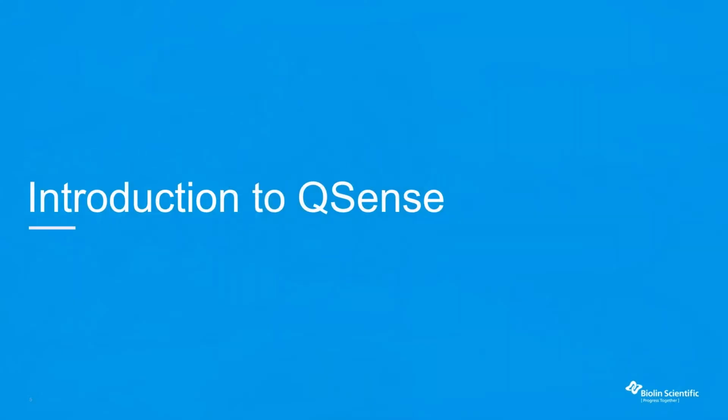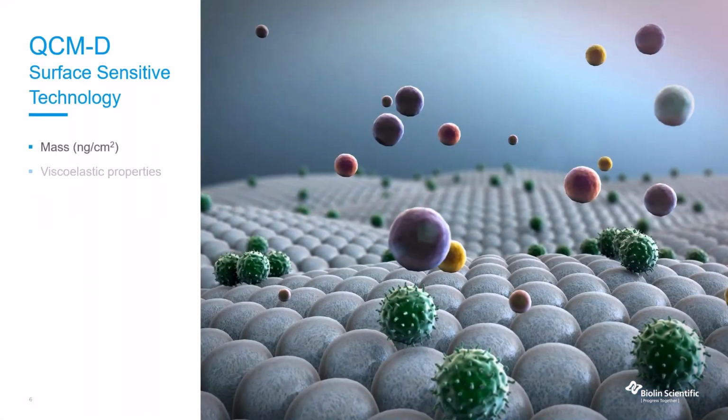So this is why we have developed this QSense brand and QSense technology. The idea is to provide a surface sensitive technology that can give you information about changes in different kinds of interaction processes taking place on surfaces. So typically you can measure mass, thickness, viscoelastic properties in a label-free manner, and time resolved. It's a real-time measurement.